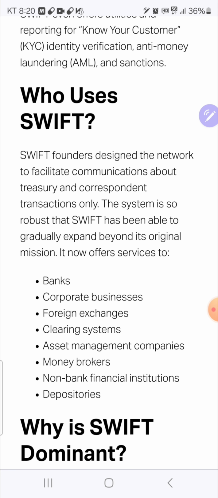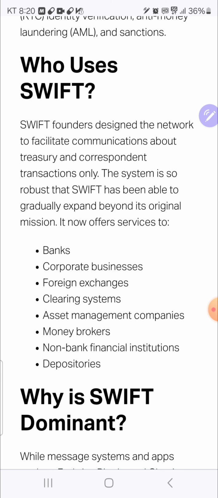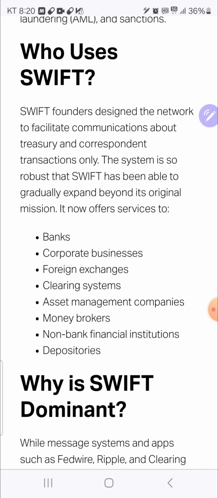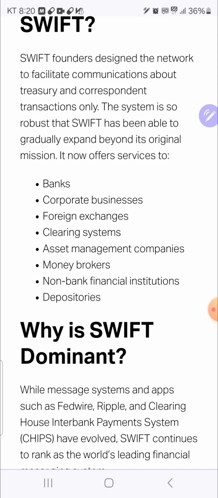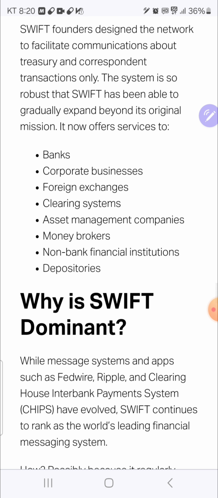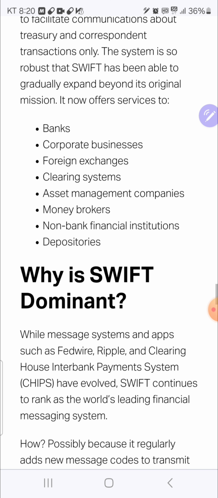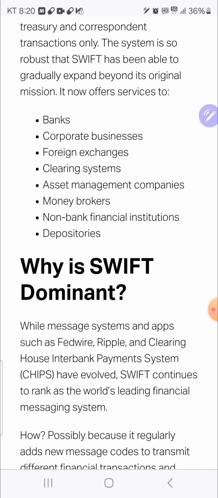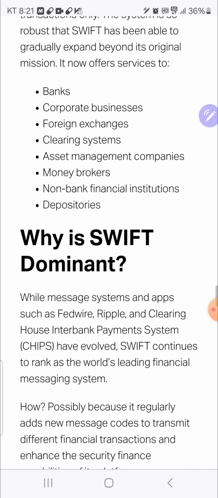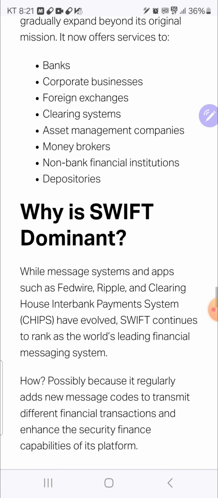Who uses SWIFT? SWIFT founders designed the network to facilitate communications about treasury and correspondent transactions only. The system is so robust that SWIFT has been able to gradually expand beyond its original mission. It now offers services to banks, corporate businesses, foreign exchanges, clearing systems, asset management companies, money brokers, non-bank financial institutions, and depositories.